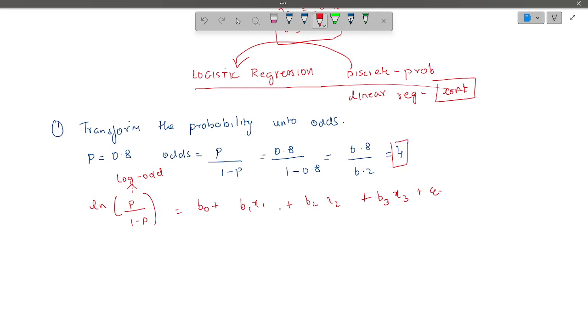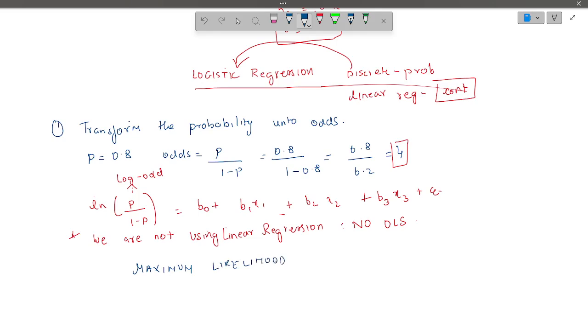Okay, now we are not using linear regression here. Please, this is very important. We are not using linear regression. You're not using the OLS method, right? No OLS. No ordinary least square method. Rather, what we use here is maximum likelihood estimate. So you need to know that we don't use linear regression. We use maximum likelihood estimate, or MLE, right? So what is this MLE?